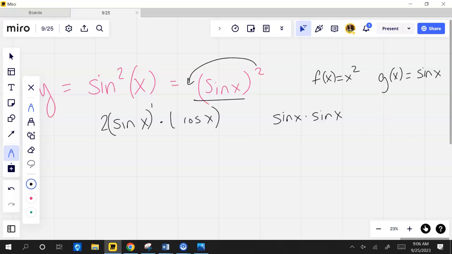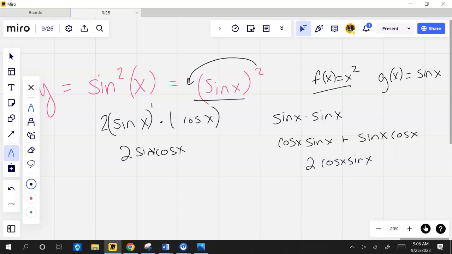Which is the way you'd have had to do it before we talked about chain rules. So I'd have to do derivative of the first times the second plus the first times derivative of the second, which would be 2 cosine x sine x. And if I keep working over here, I get the same thing. All right, so how is this one chain? If f of x is x squared, g of x is sine x. Yes.